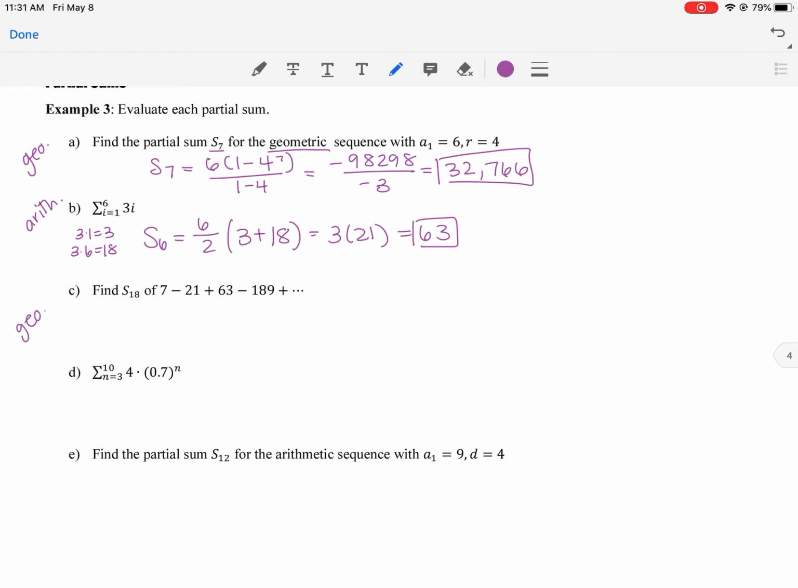Okay, the next one here, we're doing 7, negative 21, 63. This looks like it's geometric. And here, our ratio is a negative 3. So we're doing S sub 18 equals 7, 1 minus a negative 3 to the 18th, all over 1 minus a negative 3. And you definitely can type that all in your calculator at the same time, as long as you use the parentheses around the bottom. This is a really, really big number. 677,985,854.